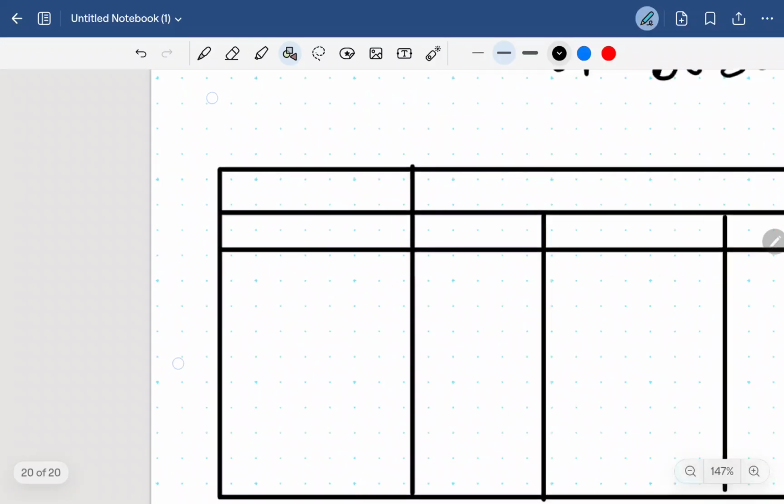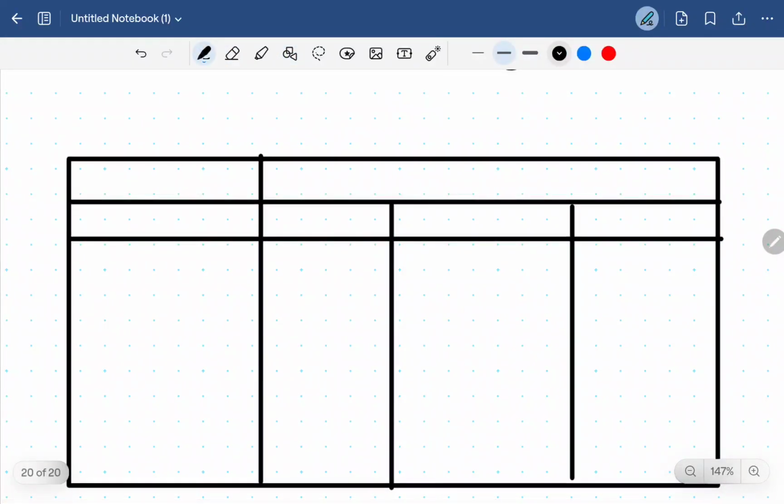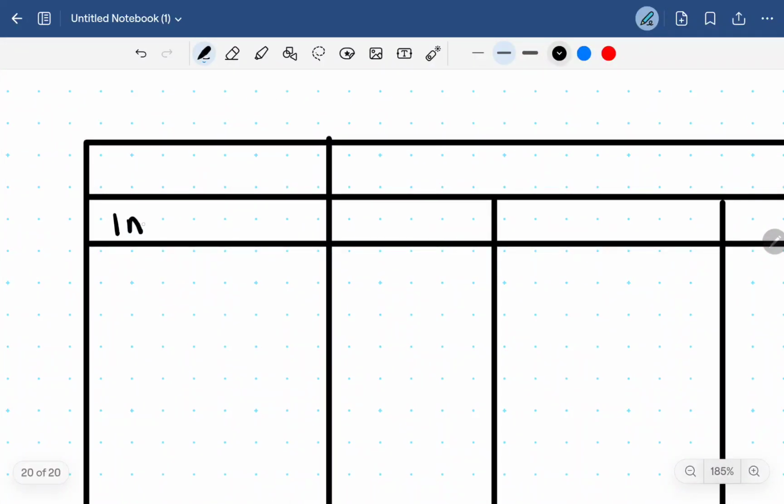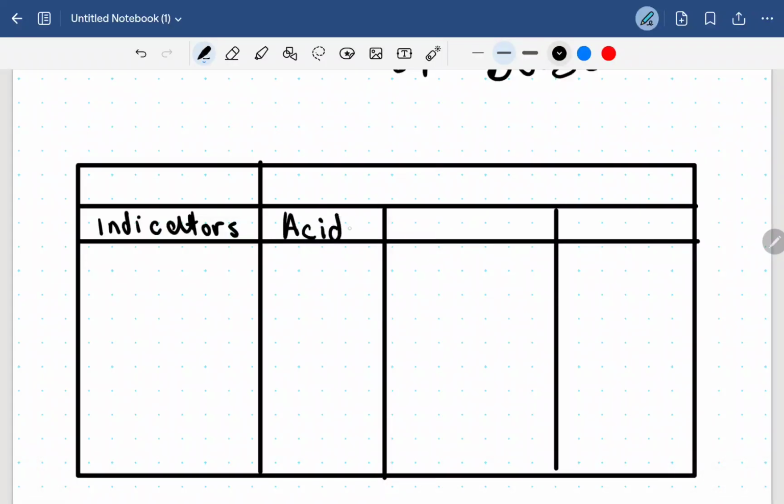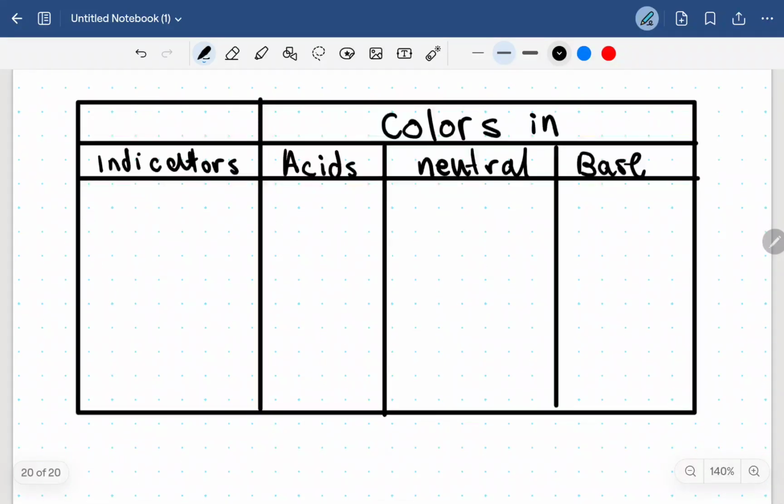Okay. Now, these are our indicators. Our acids. These are gonna be the colors in acids, neutral, and bases. Memorize this table. So I'm gonna color code it, like write it in colors so we'd understand them.